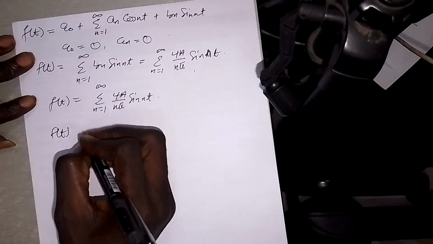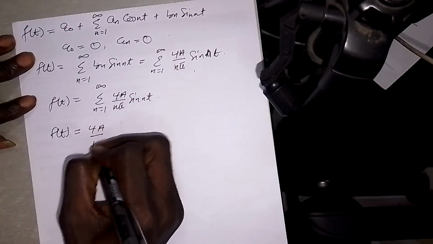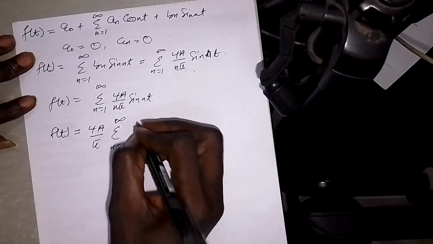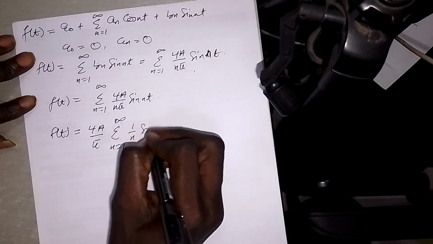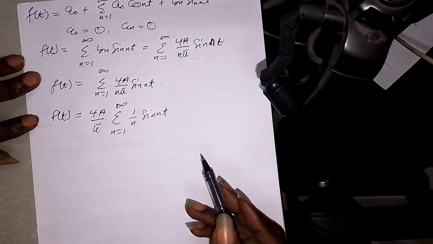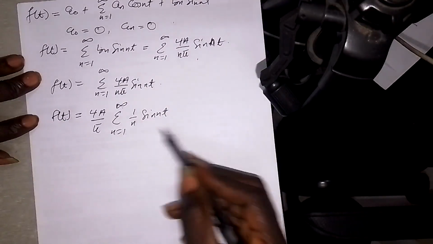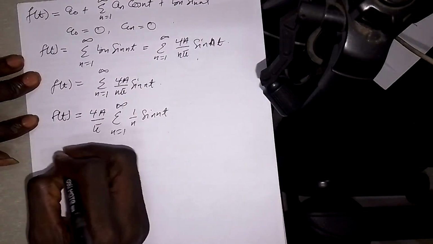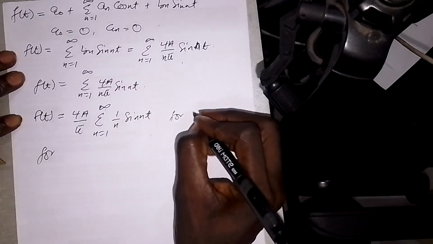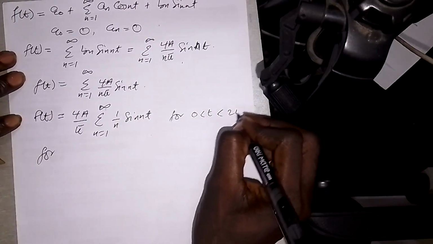Now from here, for f of t, we can bring 4a over pi out because it's a constant. Then with n equals 1, I'll have 1 over n sin nt. Let's say n equals 1, I'll have 1 over 1 sin t. For n equals 3, 1 over 3 sin 3t. So this expansion is for the interval 0 to 2 pi.